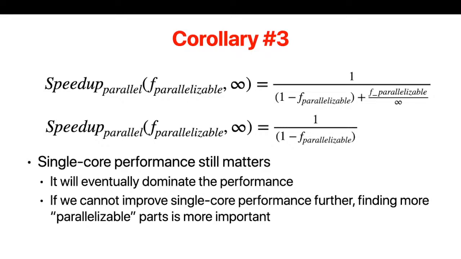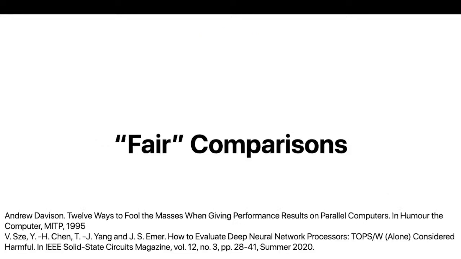Serialized parts, like we just mentioned, the data exchange and the system software management, can only be serialized because of the nature of themselves. So single core performance still matters. Sometimes, if you trade too much of the single core performance for parallelism, you are still going to get slowed down. So that's another thing you have to remember, and that's something we should learn from those laws.